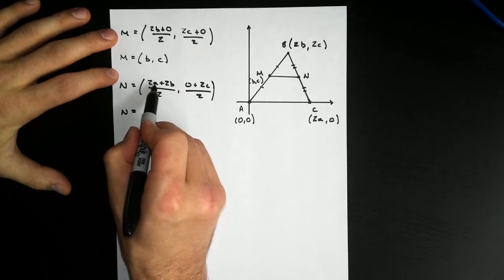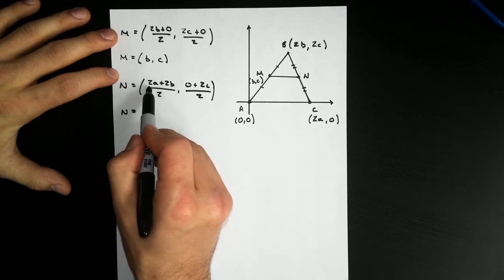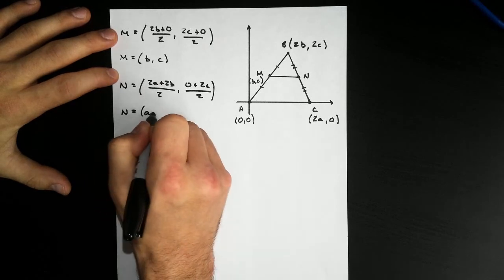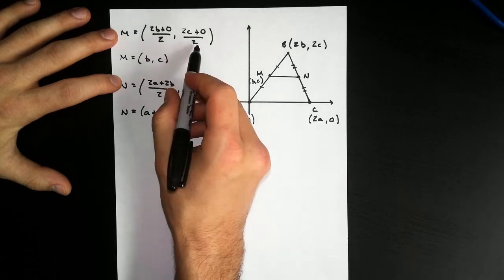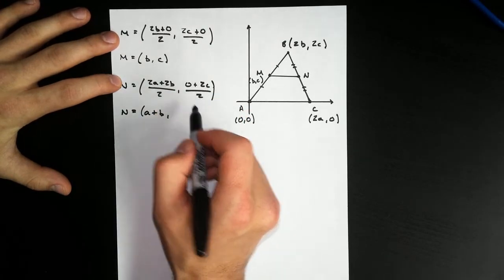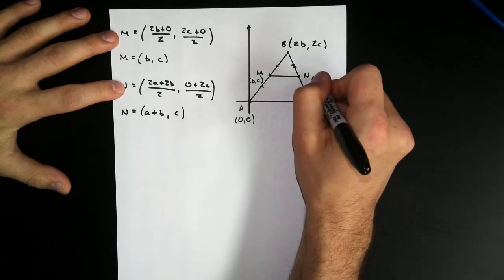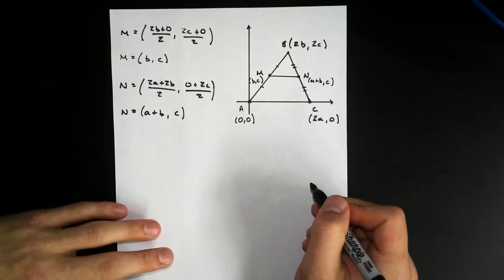Okay, so different variables, so we can't combine these together, but they do have a common factor of 2 in there, so we can divide that out from everything. So that's a plus b. And then here, just like we had for point m, the 2's will cancel out, the 0 doesn't do anything, so we get just c. This is a plus b, c.